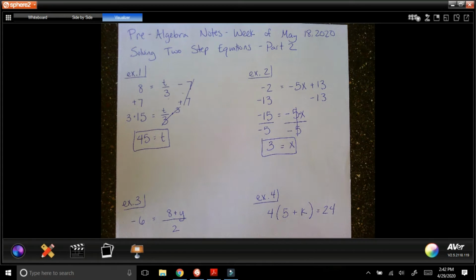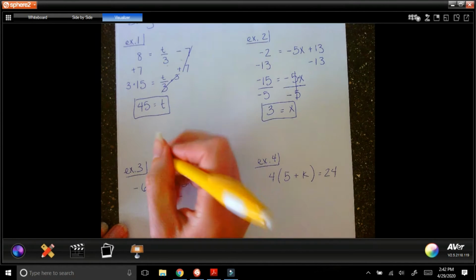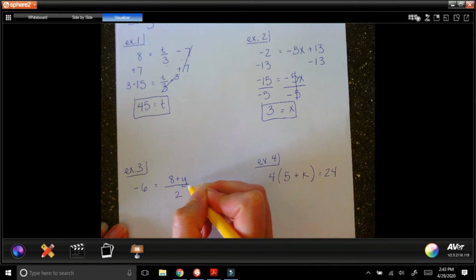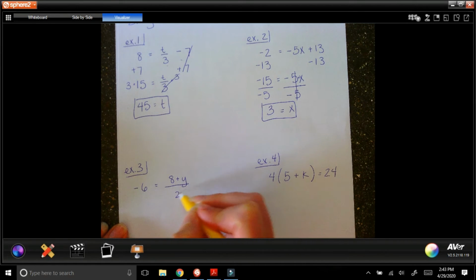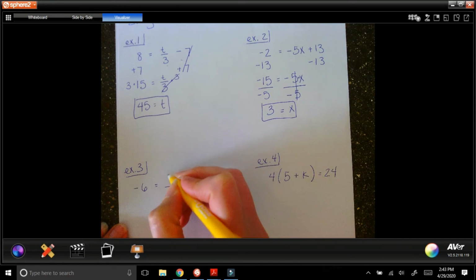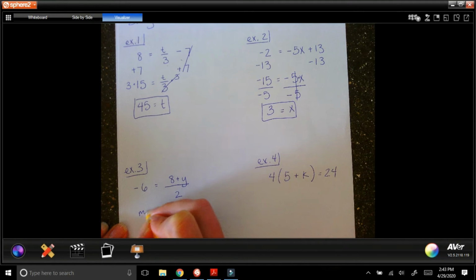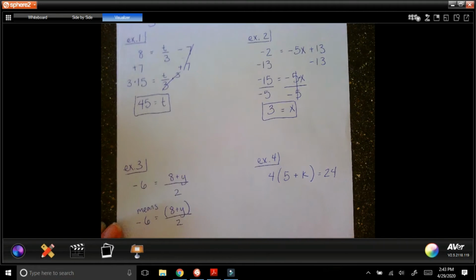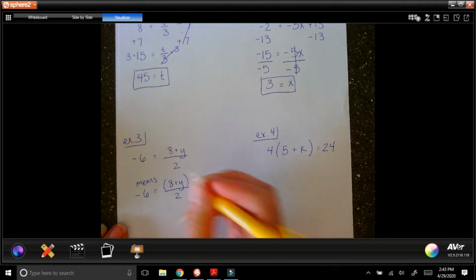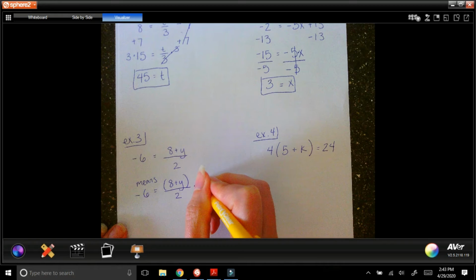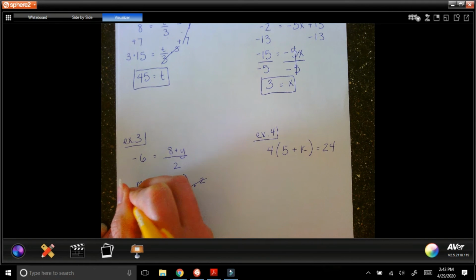Okay, these last two are different. For these last two here, because these are grouped together, you're going to have to get rid of this dividing by 2 first. Okay, this really means negative 6 equals 8 plus y, in parentheses, grouped together, divided by 2. So the first thing you have to do here is get rid of dividing by 2 by multiplying each side of this equation by 2.